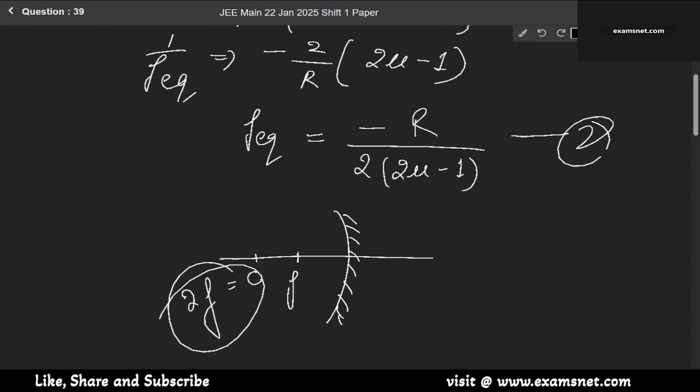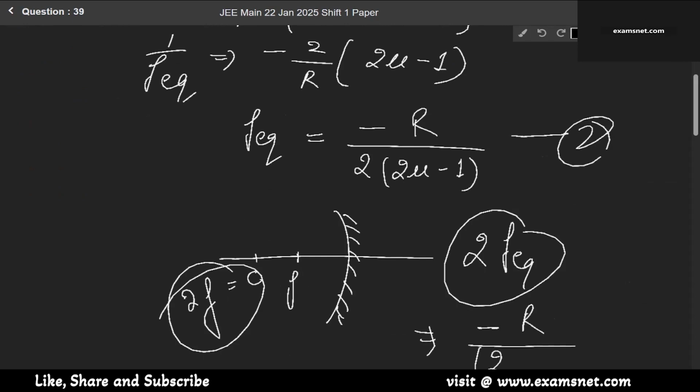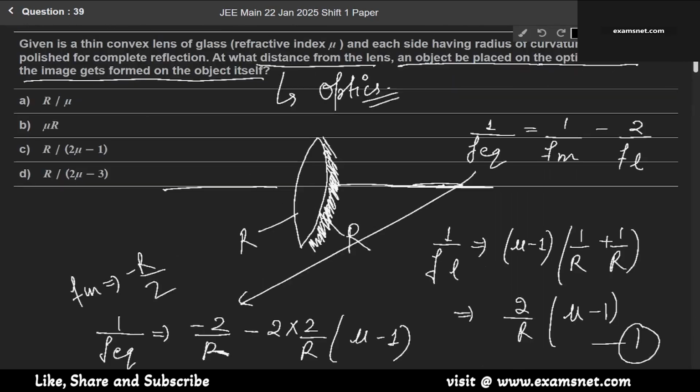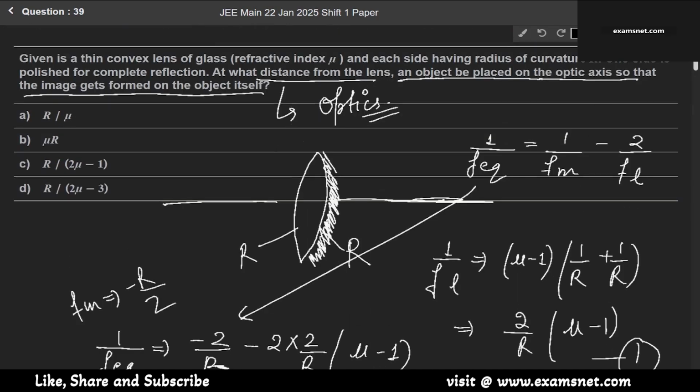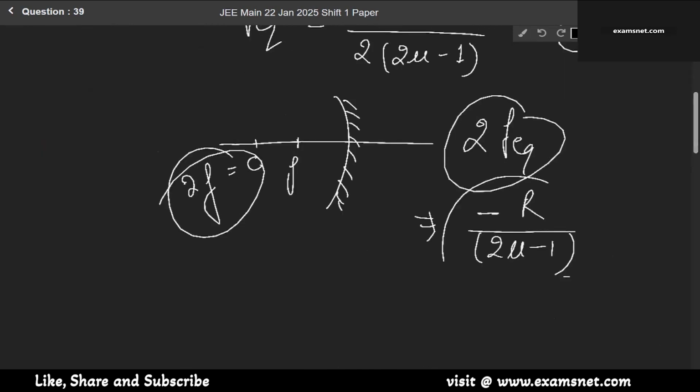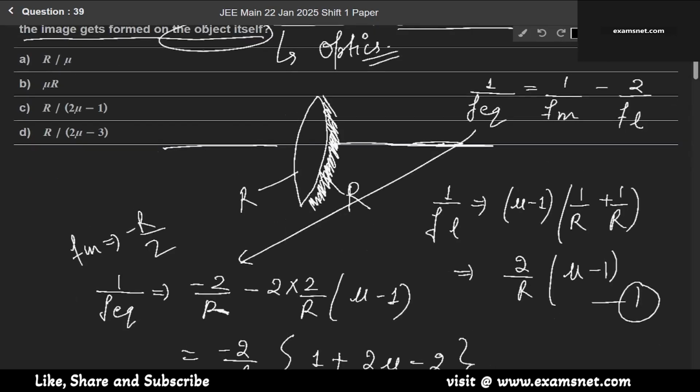So for 2F, we get F equivalent means 2F, which equals minus R over 2 mu minus 1. To form the image on the object itself, the object should be placed at R over 2 mu minus 1. So option C is the correct answer.